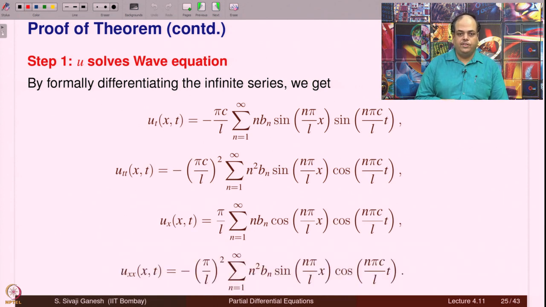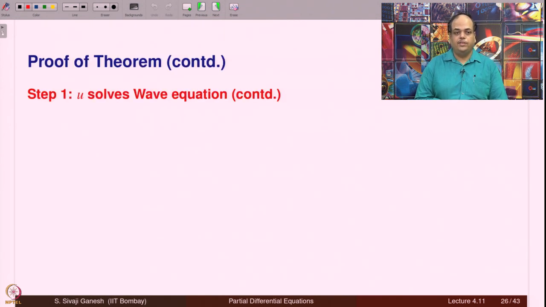If you notice, whenever you differentiate once, you pick up n here. In the expression for u, there was no n, it was just bn. Whenever you differentiate one derivative, you get n, here also n. If you differentiate two times, you get n square and n square. If you look at these terms here, sine terms are bounded by 1. So, essentially, if you want to prove the convergence by dominating this series with a convergent series, you need that summation mod n b n converges. Here you need mod n square b n converges. So, that in fact gives rise to our assumption, why we have assumed that phi is C 4. We will see those computations.